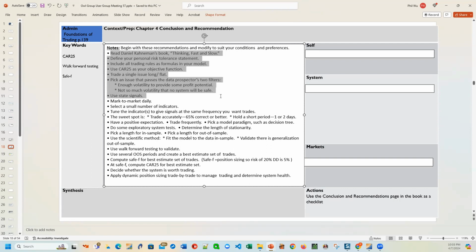Then use state signals. I remember we talked about this before: the crossover where we generate a pulse versus more of a state signal. He says use state signals, mark to market daily, and use just a small number of indicators. So the sweet spot is a 65% win rate and holding for 1 or 2 days. Positive expectancies.